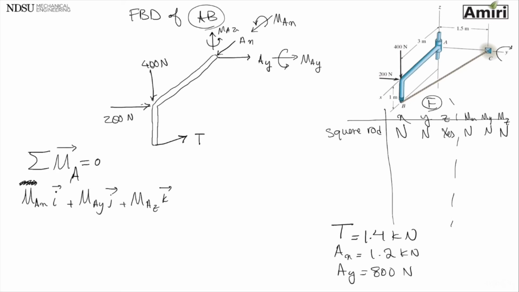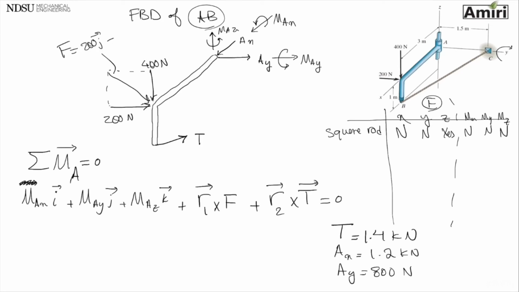Then I have the force F generates a moment at point A for me, plus I have, so let's call this R1, R2 multiplied by T generates a moment about point A. So I am finding moment of this force F, which was 200J minus 400K, and moment of this T about point A. So let's just quickly look at the position vectors and what each R is.